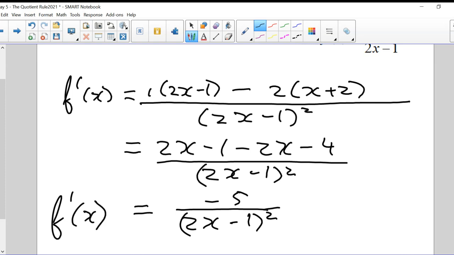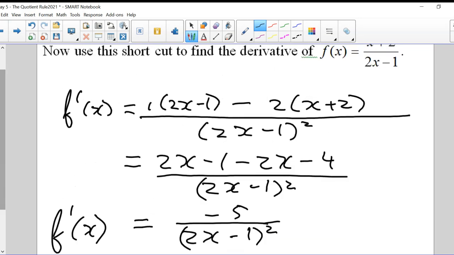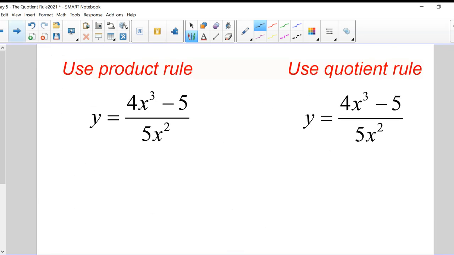Okay, I can absolutely do this using the quotient law. I could use the product law, but I'm using the quotient law in this case. We're going to show now that the product law and the quotient law can be applied equally with the same result. So let's go back and use a product rule on this question. What would this look like if I was writing this with the product rule?